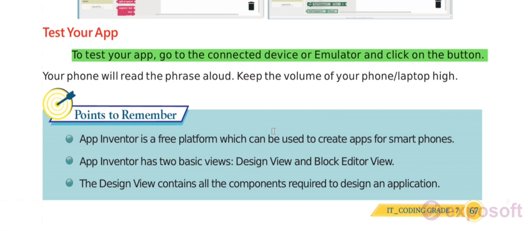Next is test your app. To test your app, go to the connected device or emulator and then click on the button. Your phone will read the phrase aloud. Keep the volume of your phone or laptop high. So that's all about this chapter. Thank you.